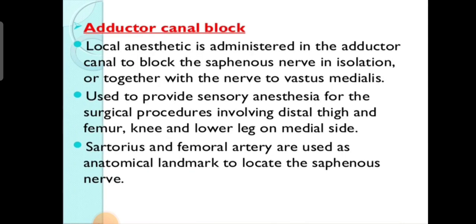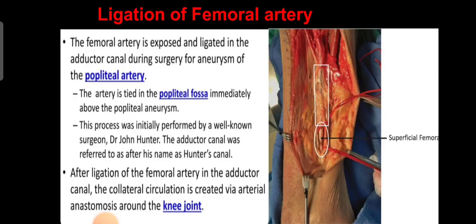Then we have adductor canal block. The local anesthetic is administered in the adductor canal to block the saphenous nerve in isolation or together with the nerve to vastus medialis. This is used to provide sensory anesthesia for the surgical procedures involving distal part of the thigh, femur, knee and lower part of the leg on medial side. Sartorius and femoral artery are used as anatomical landmarks to locate the saphenous nerve.